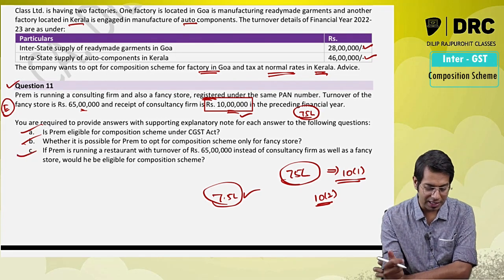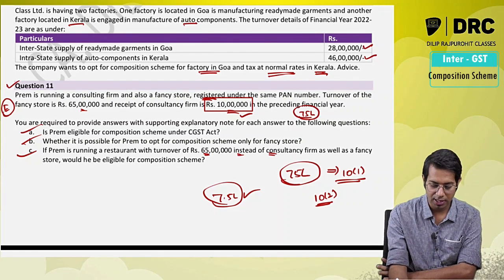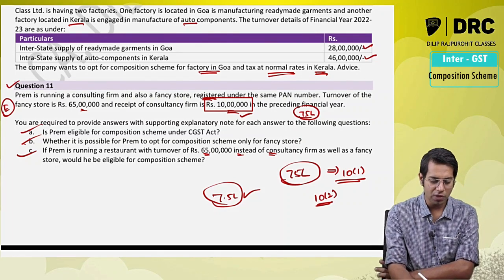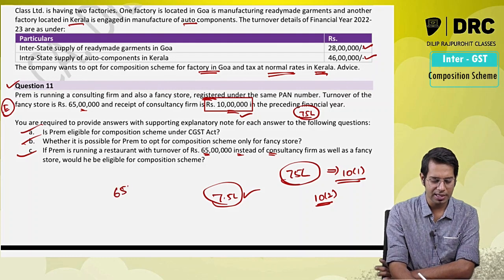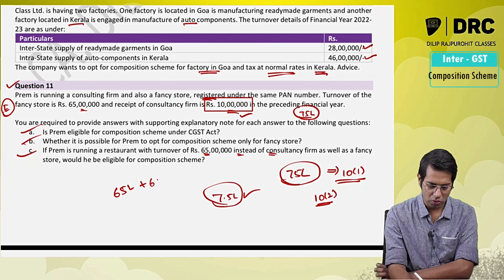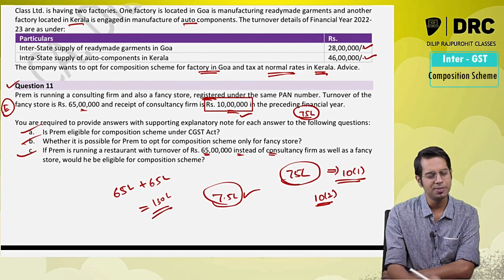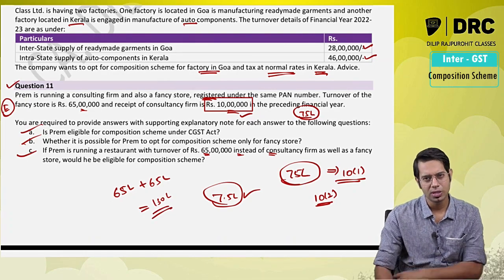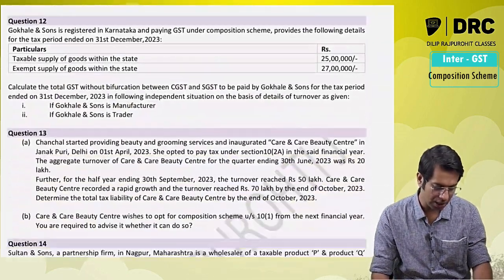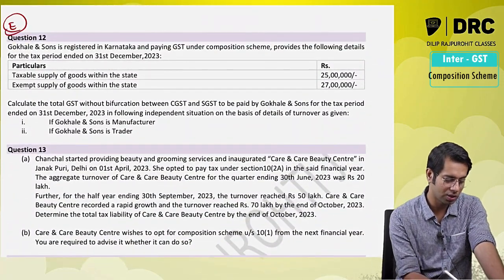If Prem is running a restaurant with a turnover of 65 lakhs instead of a consultancy firm, and also has a fancy store having a turnover of 65 lakhs, is he eligible? The turnover will become 130 lakhs. Is he eligible? Yes sir, it is not exceeding 1.5 crores, therefore he will be eligible to become a composition dealer.